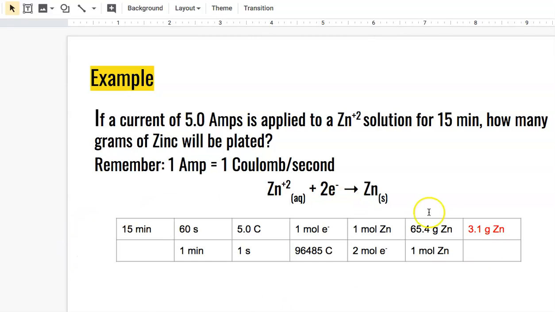If you look through, you can see this is really just a stoichiometry problem. Minutes cancel minutes, seconds cancel seconds, coulombs to coulombs, moles of electrons, moles of zinc, and we're left with grams of zinc.